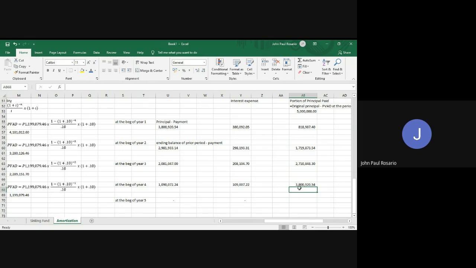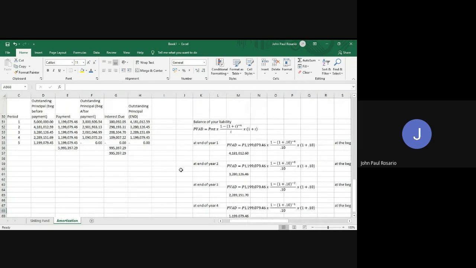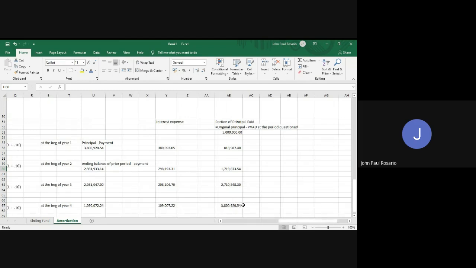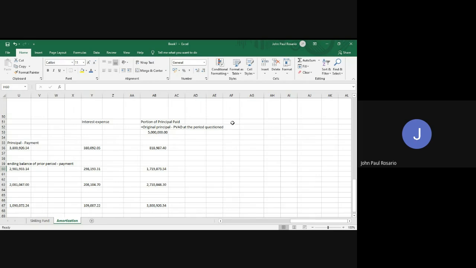So let's just go to year 4, 318,20.54. So it's simple, no? For the outstanding portion, the principal paid is 5 million, and then we less our outstanding principal at year end. So that's 318 and 20, 318 and 20. Okay. Now for the portion of payments going to interest, or the amount of interest paid for that particular period.